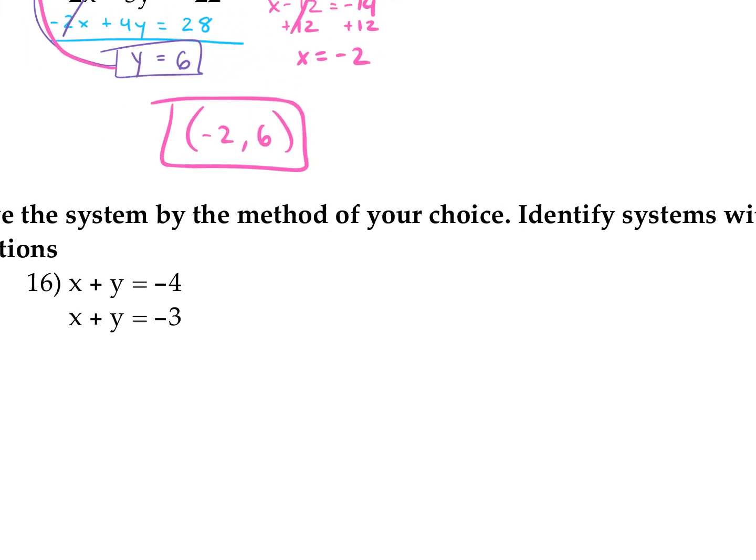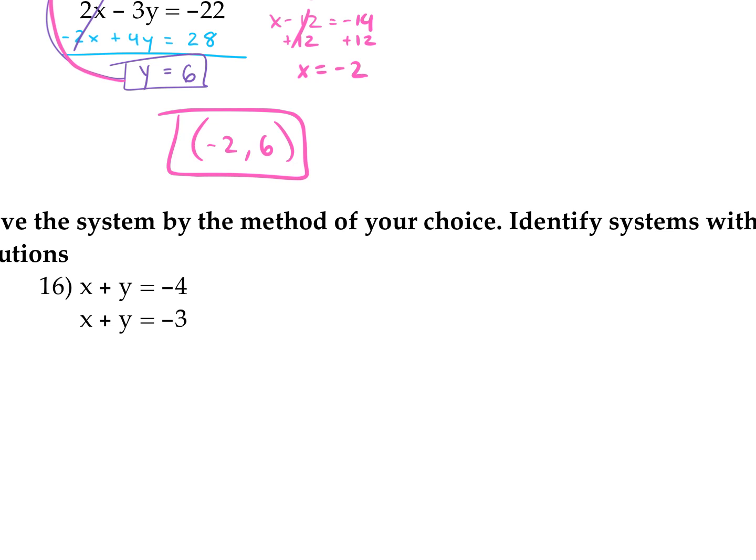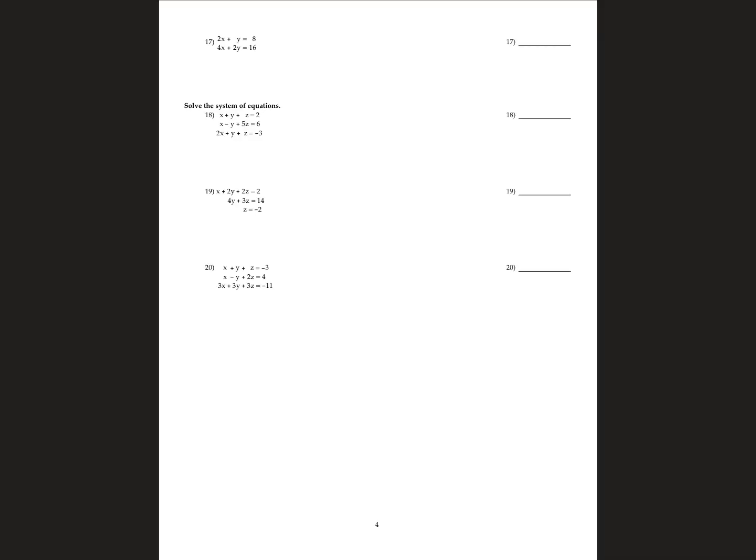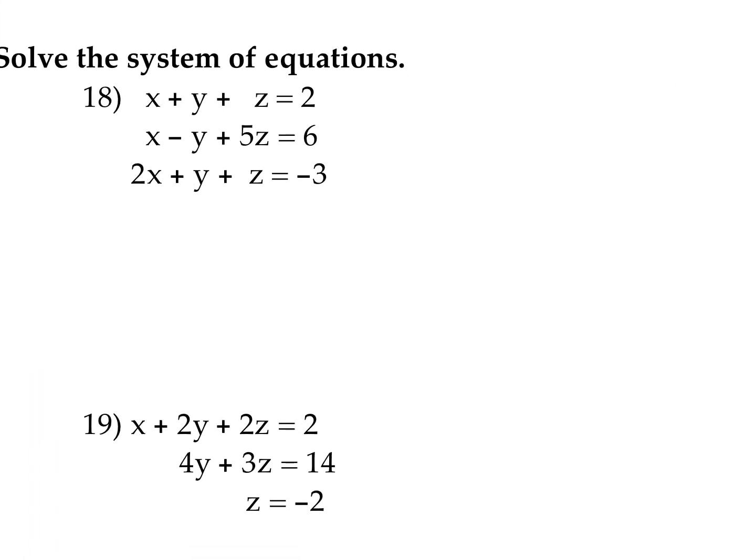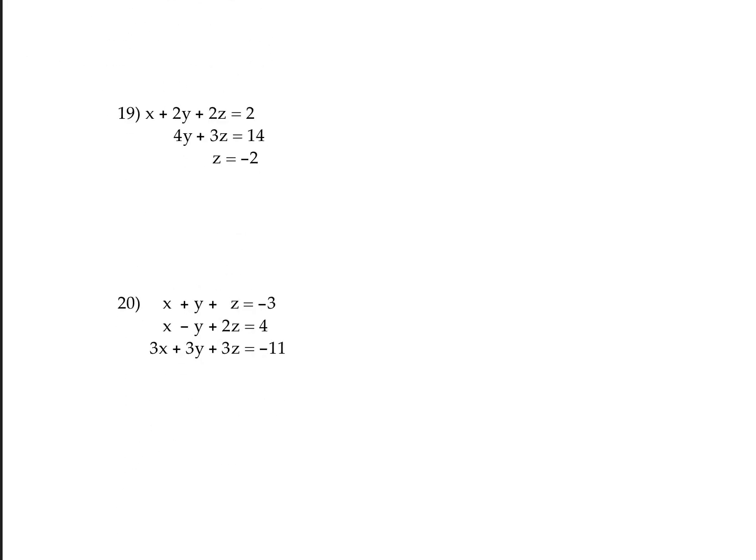We'll skip 16. If we have time, we'll come back, but I want to look at the 3 variables. So let's do our 3 systems. I'm going to save 18 for tomorrow too. Let's look at 20.